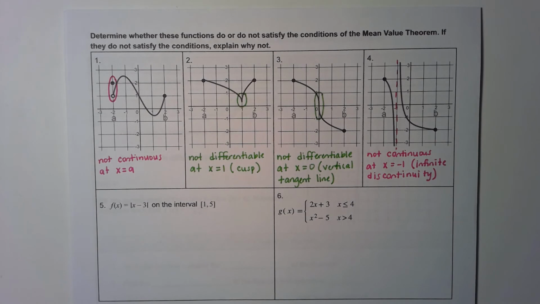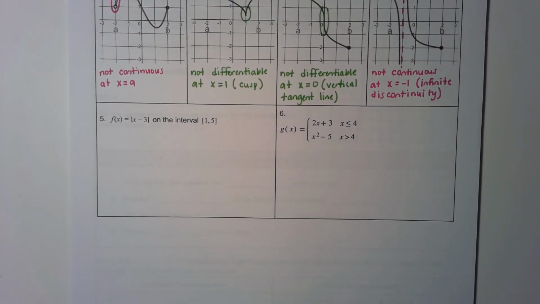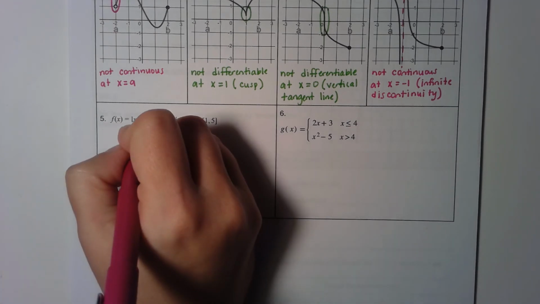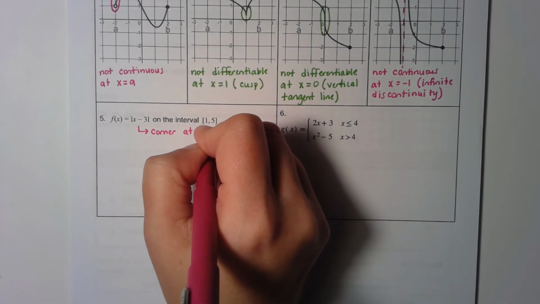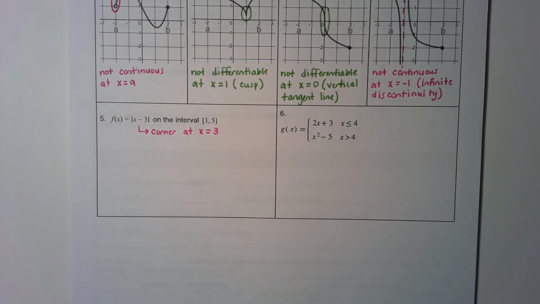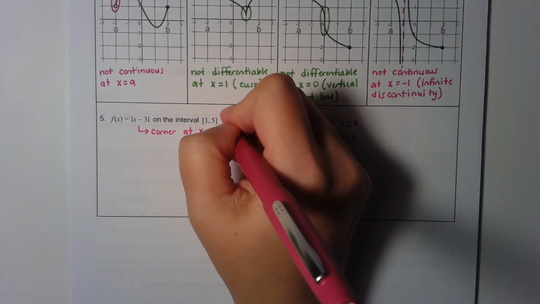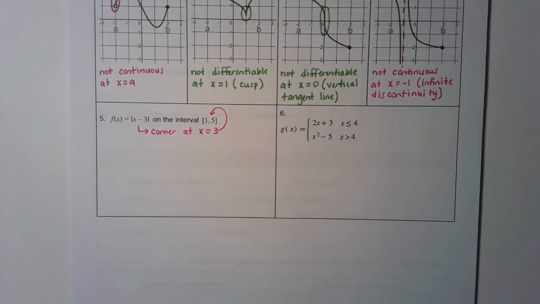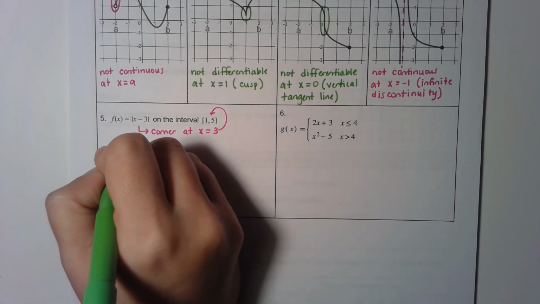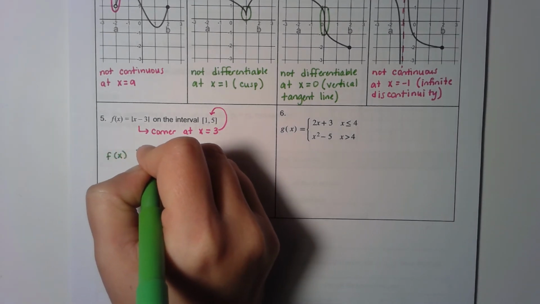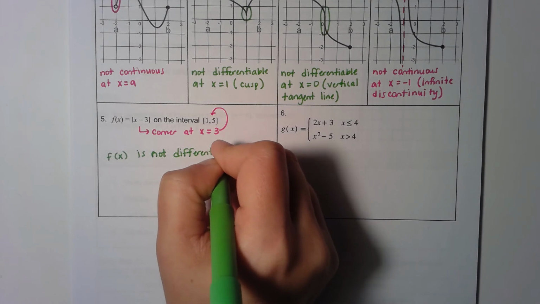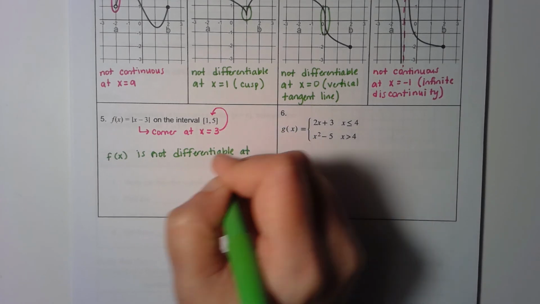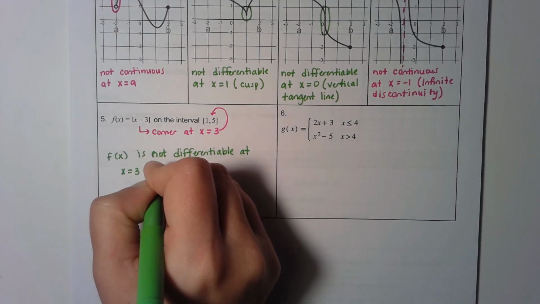Now, what if we have an equation instead of a graph? So for problem number 5, we need to recognize that when we have an absolute value function, there's going to be a corner somewhere. In this case, the corner is going to be at x equals 3. So the next step is going to be to check to see if 3 is within our interval. Since 3 is between 1 and 5, that means that my function is not differentiable at x equals 3. So I would say that f of x is not differentiable at x equals 3 because there's a corner.